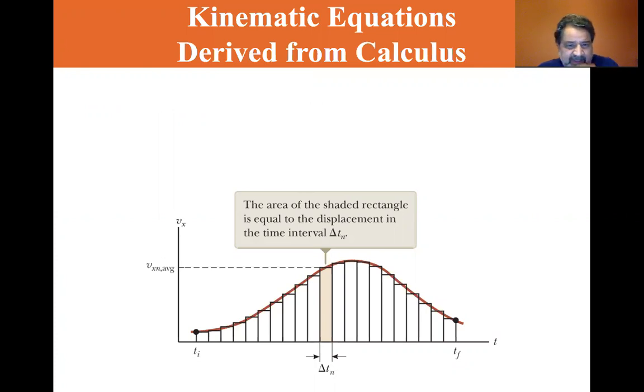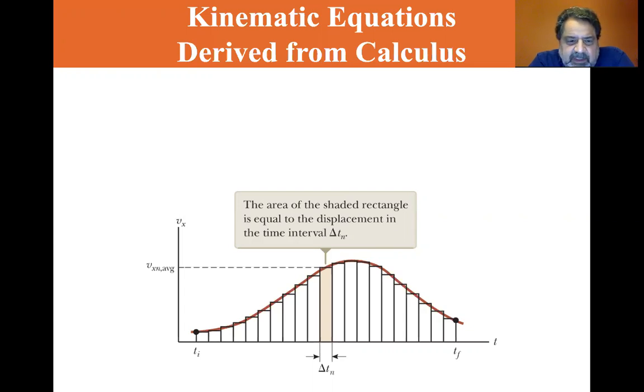If we have a varying velocity, as shown here, we have a velocity curve here, and it's not constant, and the acceleration obviously doesn't appear to be constant either. We can look at the area under the curve, but how do we get the area under the curve? Well, we divide it up into these individual rectangles.